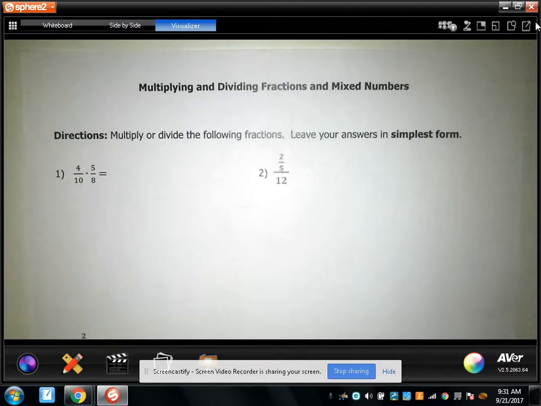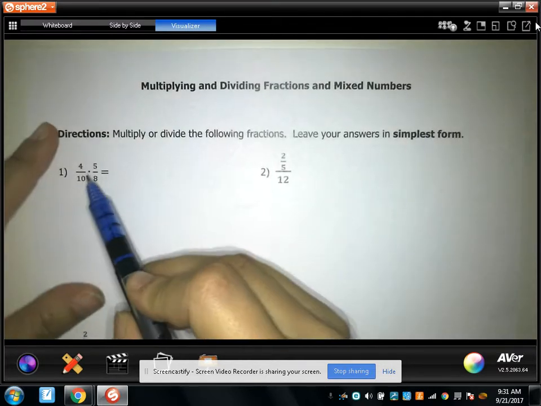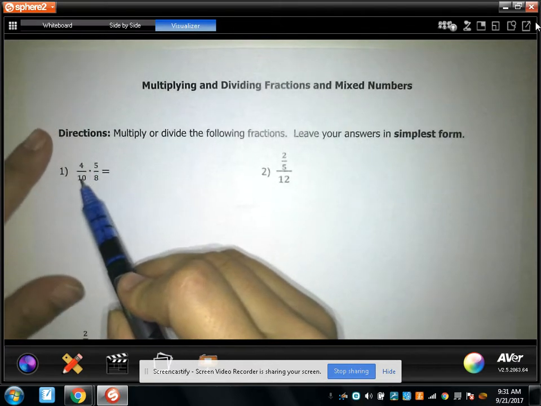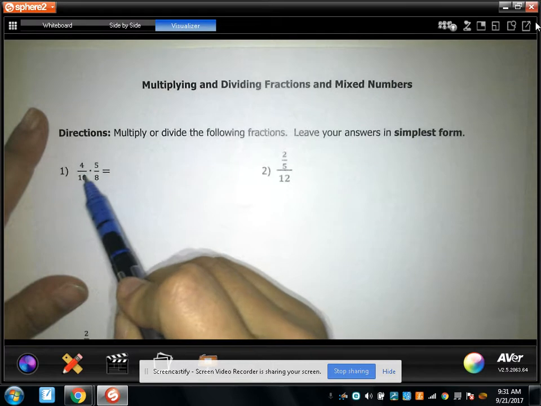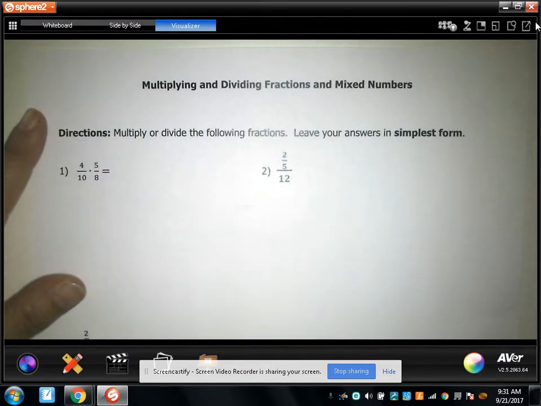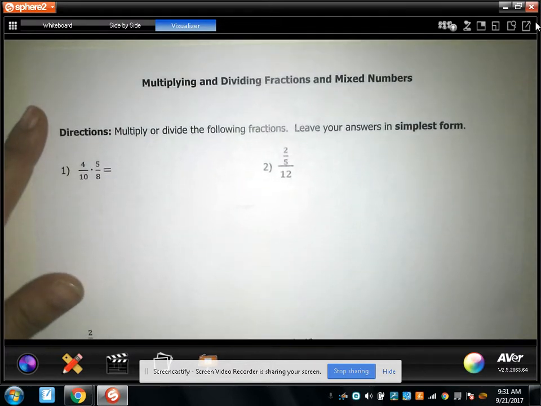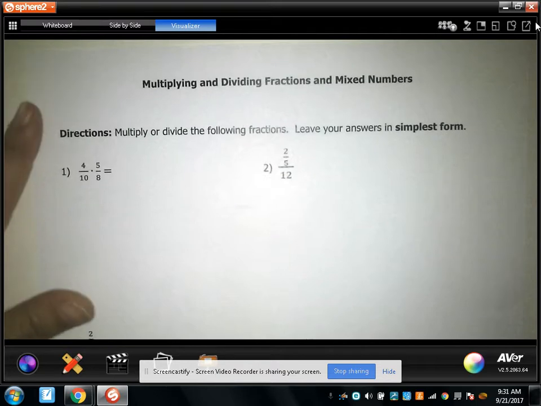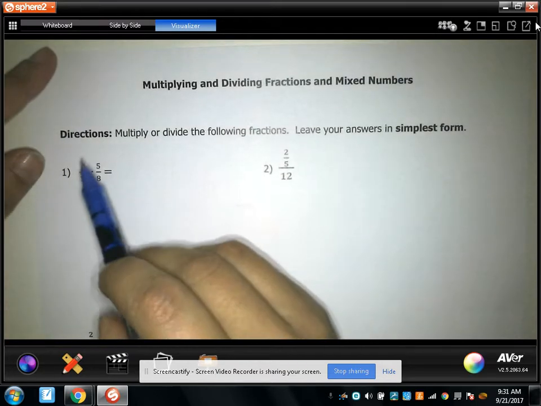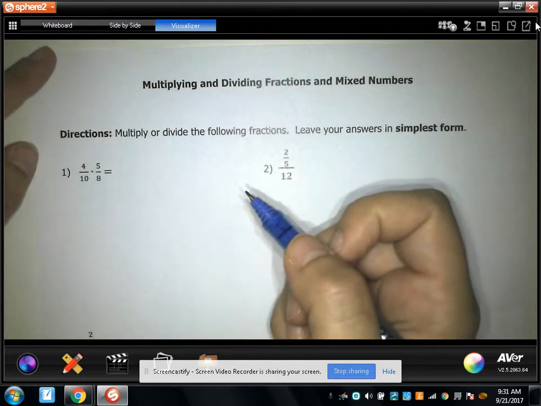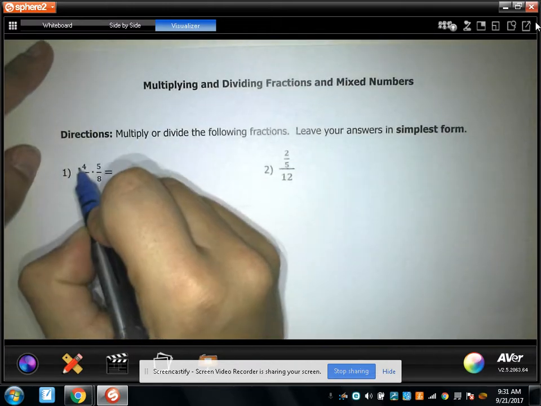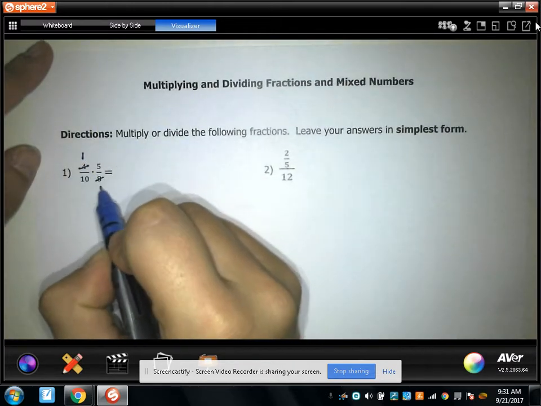And another kind of cool trick is when you're multiplying fractions and you're looking at the diagonals, if you can divide the numbers that fall diagonally by a common factor, you can simplify them and make your multiplication a lot easier. For example, I can divide 4 and 8. I can divide both those numbers by 4. 4 divided by 4 is 1, and 8 divided by 4 is 2.